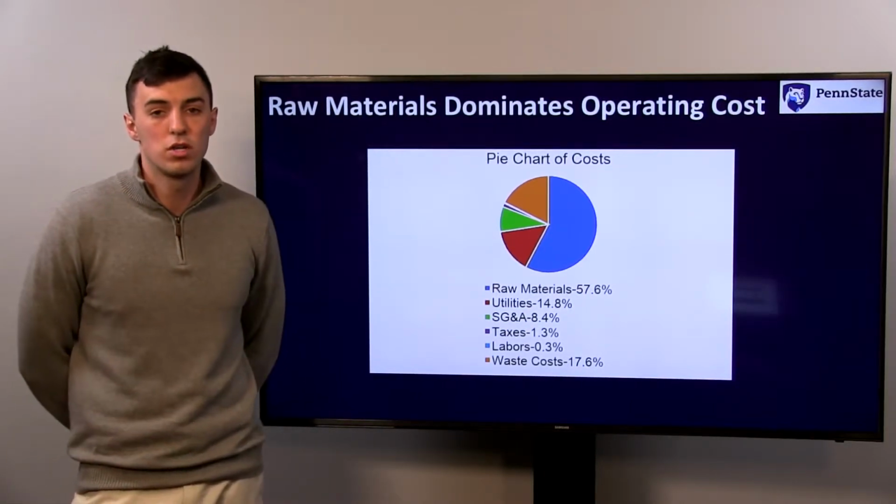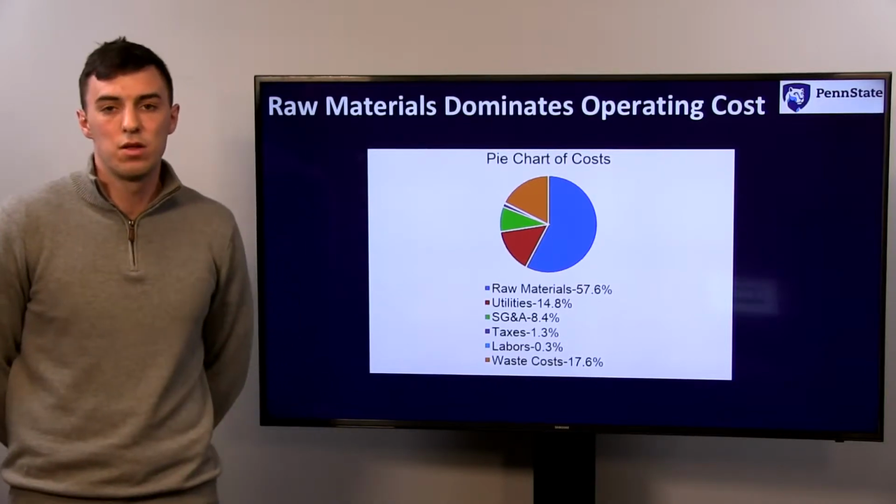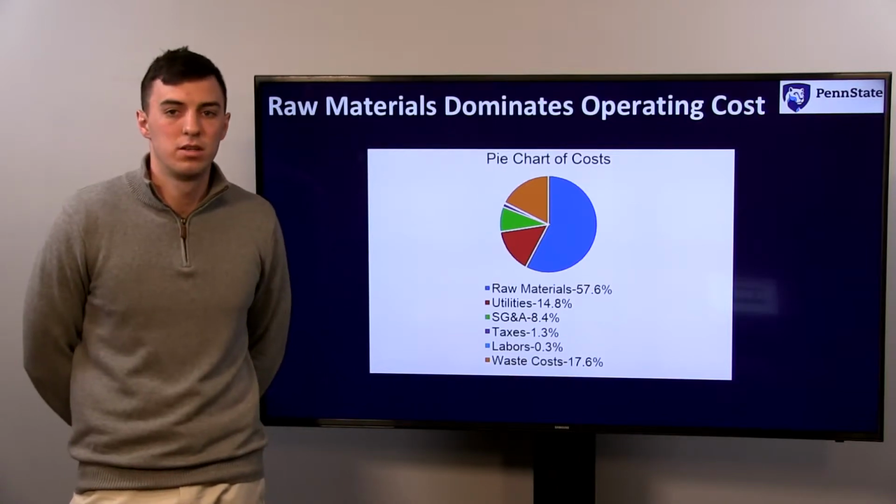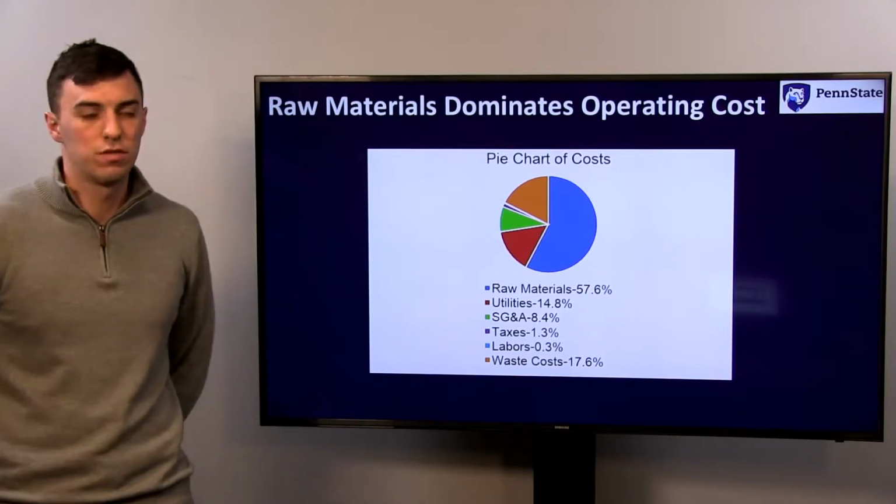And then we had some smaller costs, such as labor. We had 8 operators working at $85,000 a year. And then we also had taxes on that. So these were the main costs for operation.